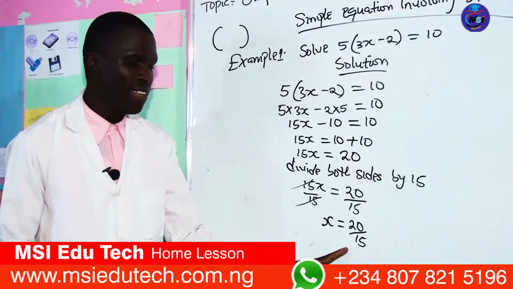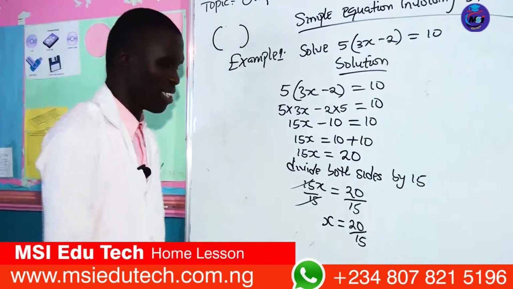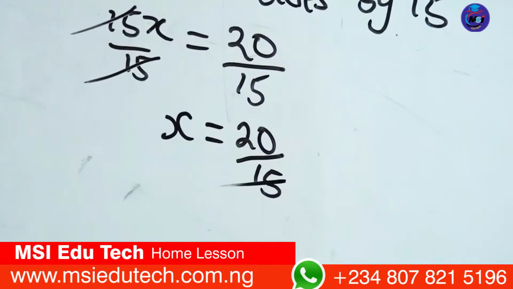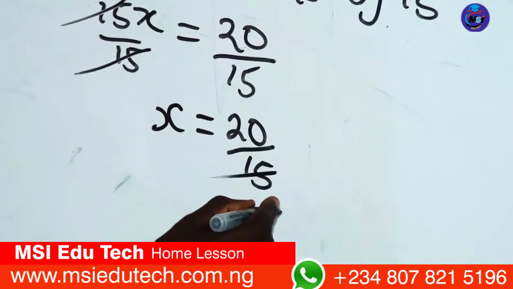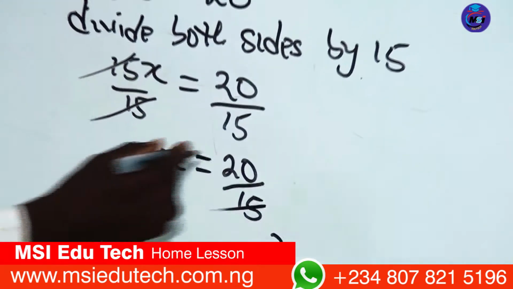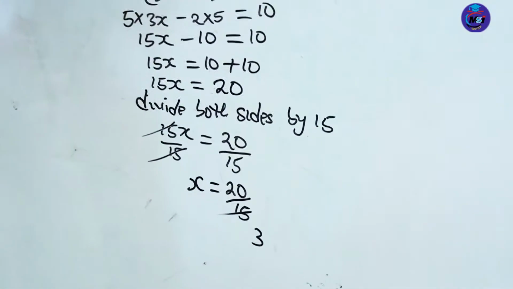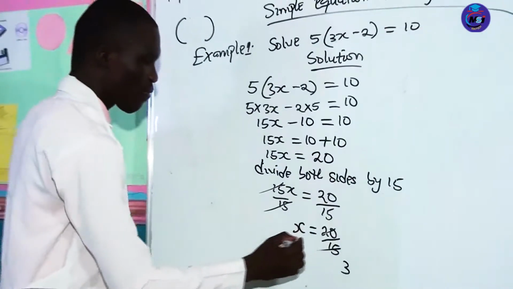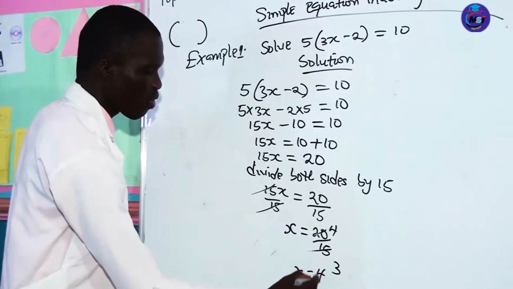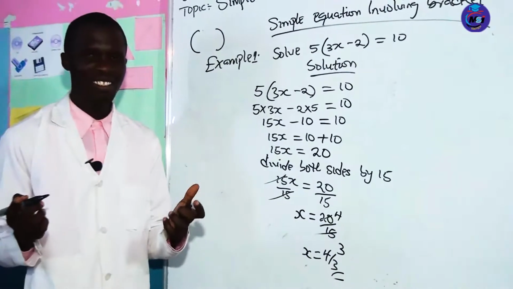You can leave your answer like this. You can also break it down. It depends on you. Okay, let's break it down. 5 here, you have 15. How many 5 can we get in 15? We can get 3, because 5 times 3 will give us what? 15. How many 5 can we get in 20? You want to tell me? Okay, 5 here, we have 4. So x will give us what? 4 all over 3. I hope you are getting it right.